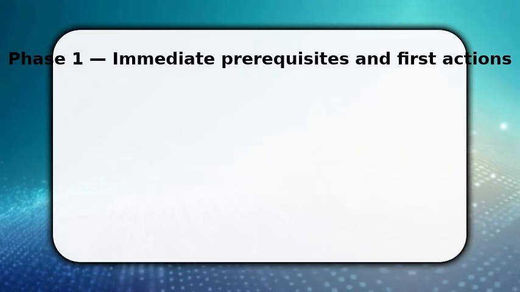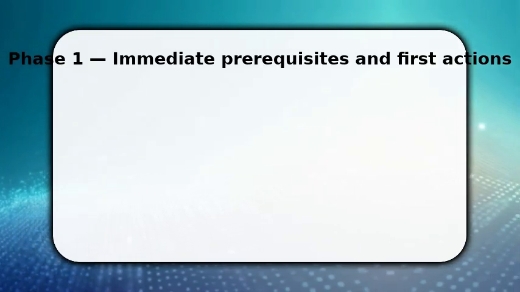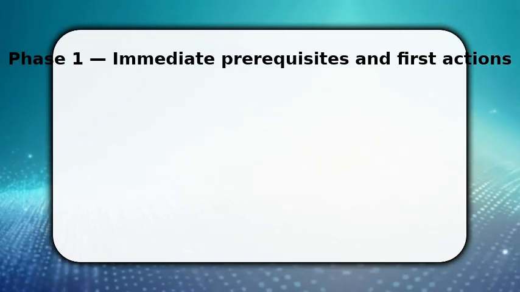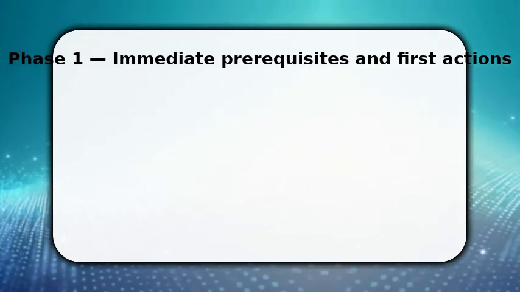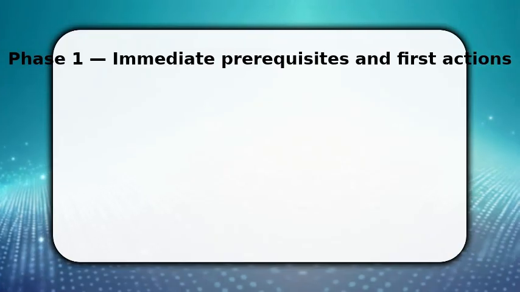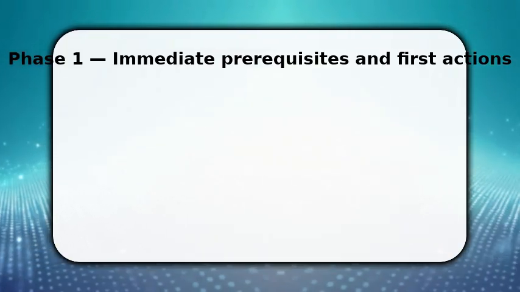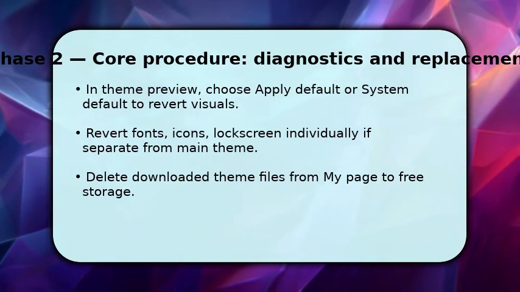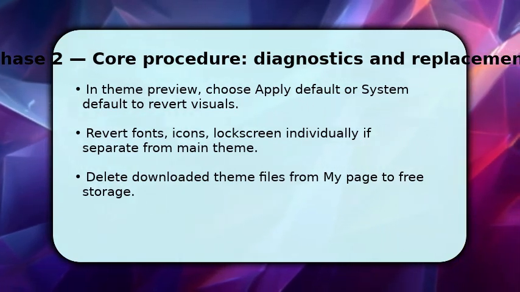You'll land on the Me or Profile tab. This shows the currently applied theme and any downloaded items. Tap the applied theme preview to begin the removal process, because you need to switch or delete from this view to revert system visuals. Now, you remove the theme by selecting Apply Default or System Default in the theme preview.